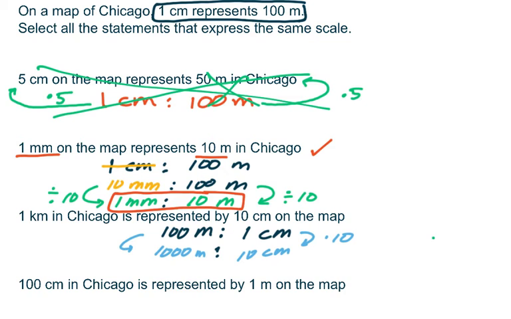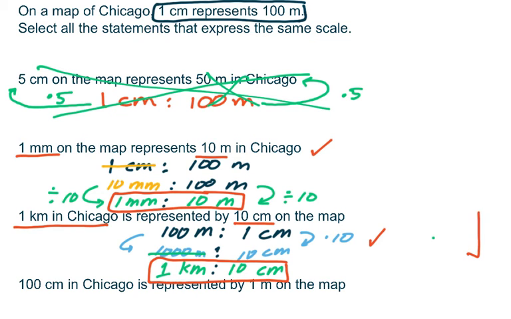So this is helpful to me because 1,000 meters is equivalent to 1 kilometer. And 1 kilometer then is represented by 10 centimeters. So again, I was able to find this relationship that 1 kilometer in Chicago is represented by 10 centimeters on the map. Let's look at our final one. I'm going to scroll this up a little bit.